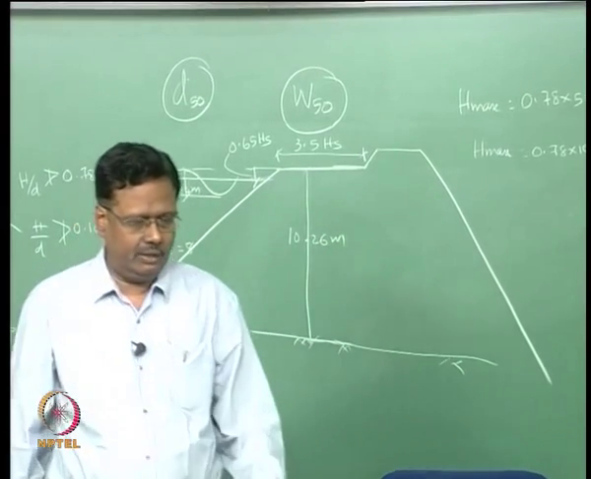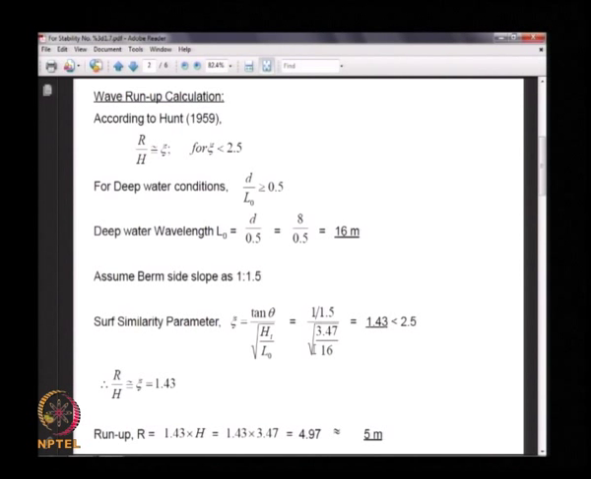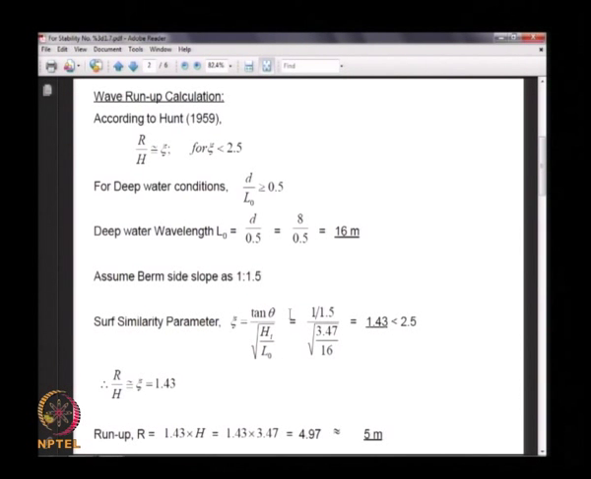Then next is we have to find out what will be the run up. Run up depends on a parameter called surf similarity parameter. You please memorize this formula. Surf similarity parameter is tan theta divided by root of Hi by L0. What is the unit for theta? It is dimensionless. What is Hi by L0? It is called as wave steepness.